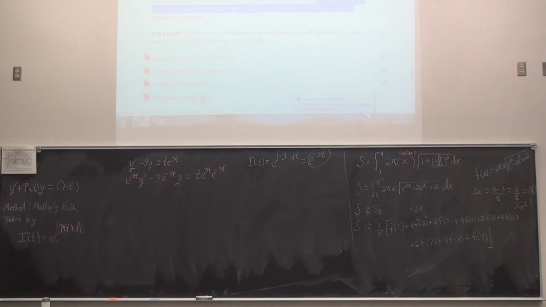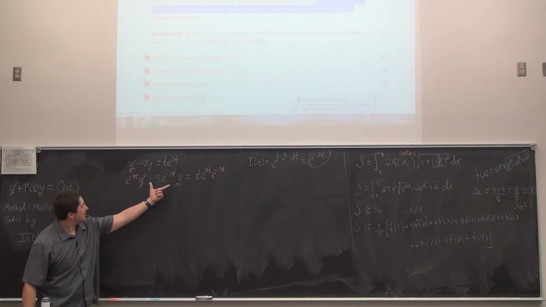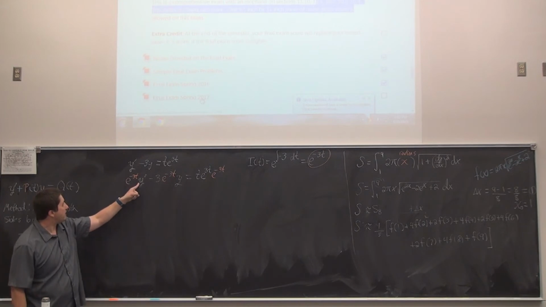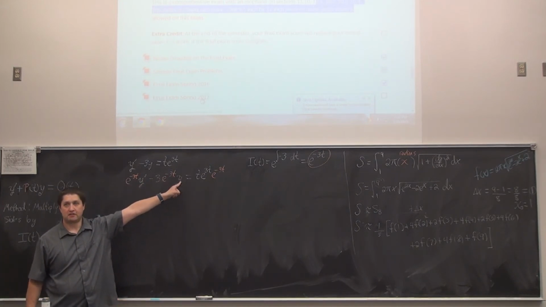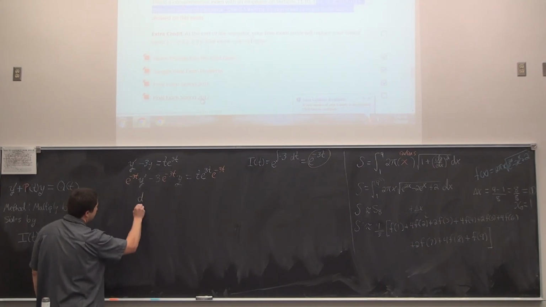And what we can now say is, if we look at this really carefully, the derivative of e to the -3t is -3 e to the -3t. We also have y prime here and copied y here. So we can, in the very next step, write out something like this.